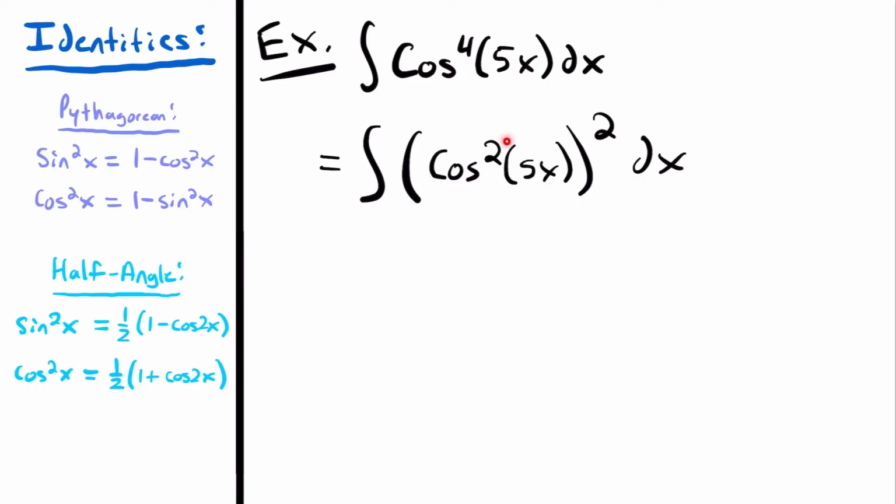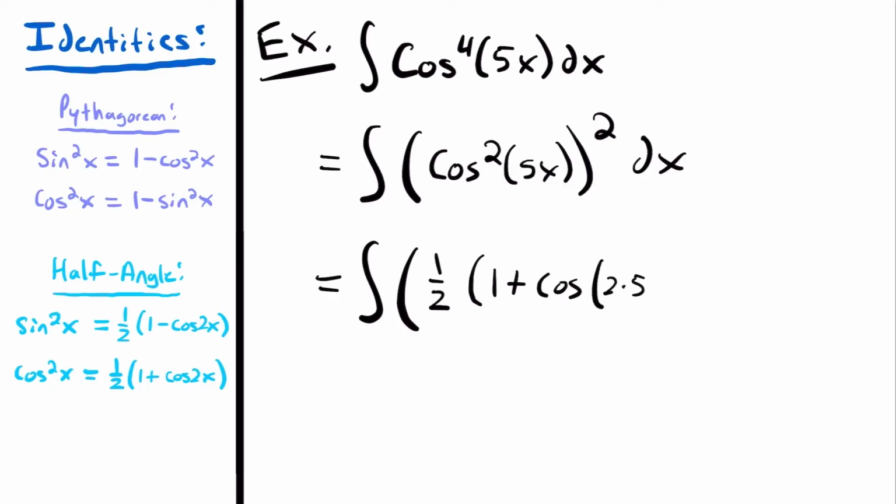And so we can rewrite this cosine squared of 5x using this half-angle identity. Just remember that the angle of cosine squared will be doubled when we write out cosine of 2x, right? So in this case, we have cosine squared of 5x. That 5x is going to be multiplied by 2 when we rewrite this cosine function using this half-angle identity. And so what we'll have is that this is equal to the integral of 1/2 times 1 plus cosine of 2 times 5x, squared, times dx.